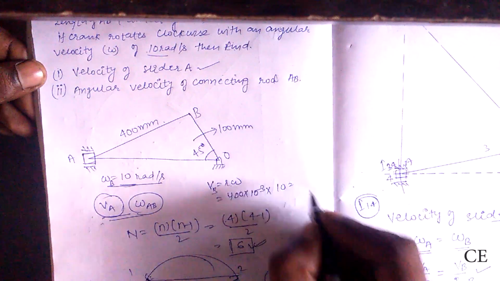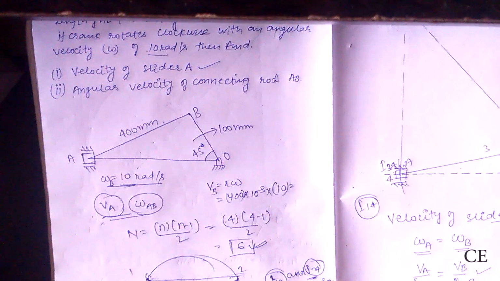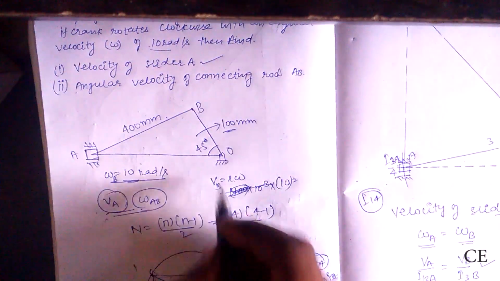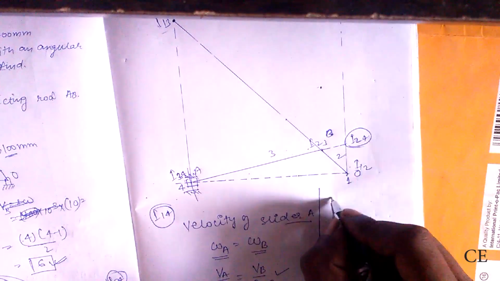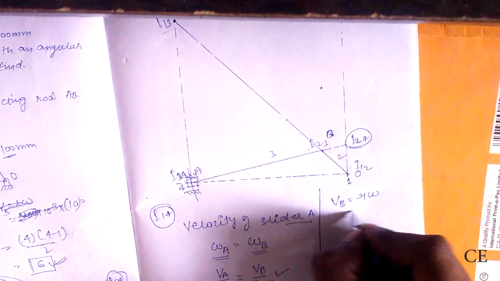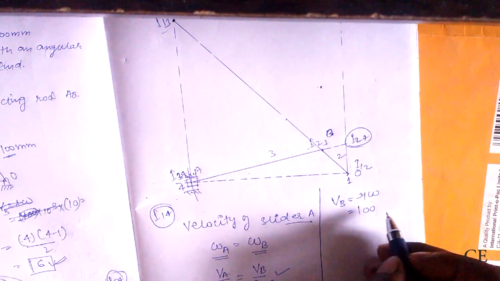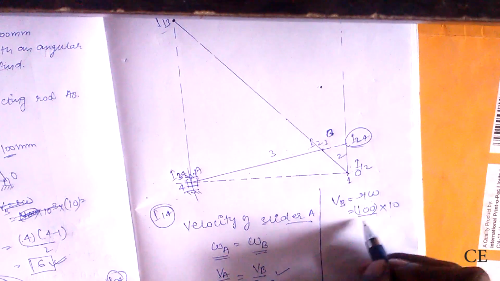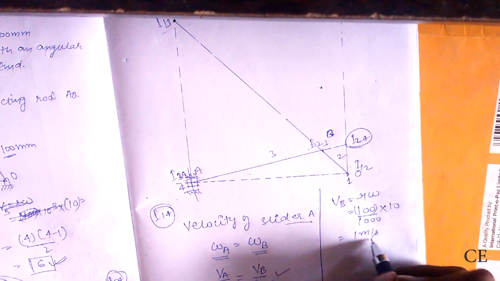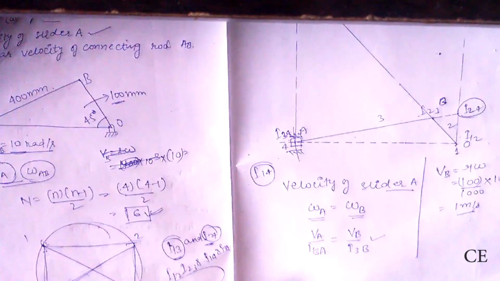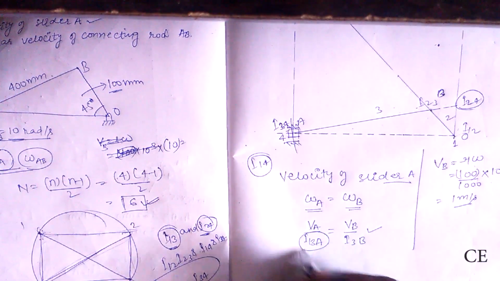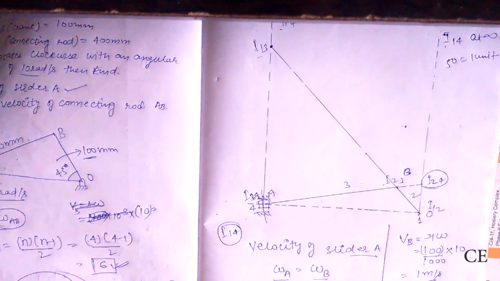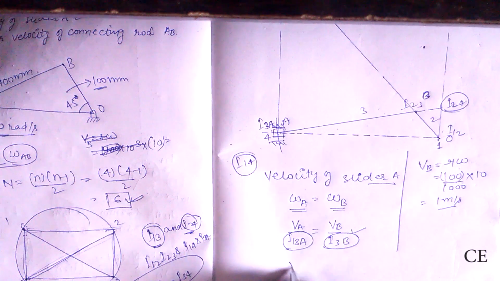Here R would be the crank length. So for finding VB, VB is equal to R into omega, and R is 100 mm, 100 into omega, which is 10, divided by 1000 for meters. So this would be 1 meter per second. After solving that, we have velocity VB, and we have I13A and I13B, and we will scale it up using the scales.